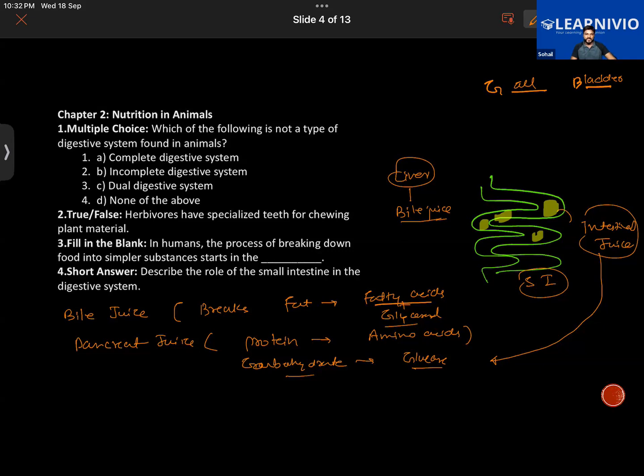Describe the role of the small intestine in the digestive system. Sir, it is to complete the digestion. Basically, you have to be very specific in answering this. We can't just say that the complete digestion takes place. We have to explain that the bile juice will break down the fat into fatty acids and cholesterol. Pancreatic juice will convert the protein into amino acids, while intestinal juice secreted by the walls of the small intestine will convert carbohydrate into glucose. Work on this and revise it properly.